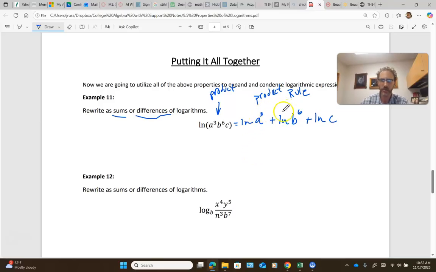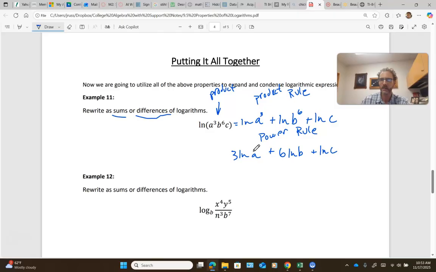Now I can take one more step here, and I can use the power rule. Because if you notice, the arguments of two of these logarithms have a power. The power rule just basically says that we can take that power and move it out in front of the logarithm. If I do that, this will become 3 times the natural log of just a plus 6 times the natural log of b plus, and there's not really anything I can do with that last logarithm because c doesn't have a power, well, other than 1.